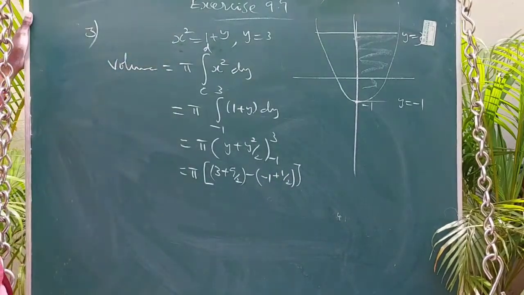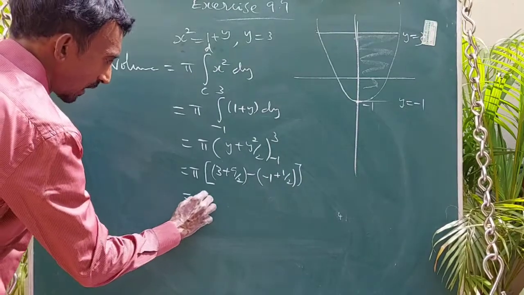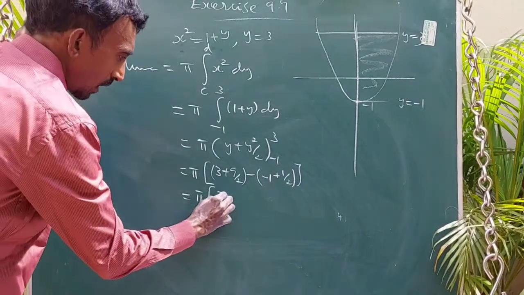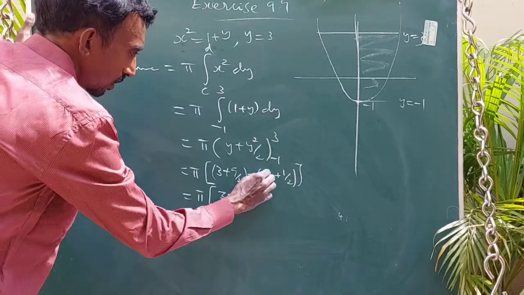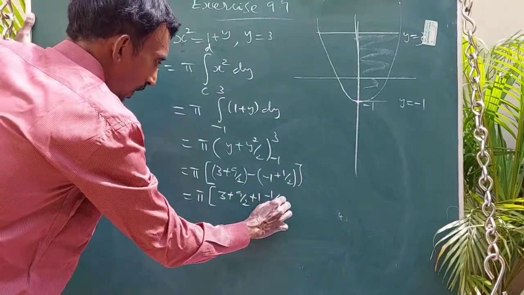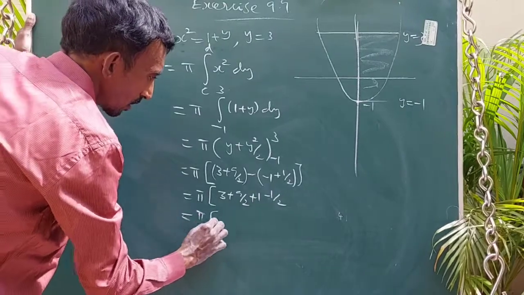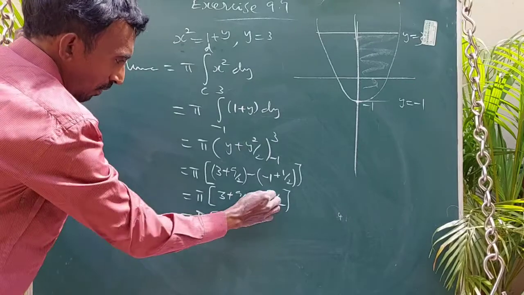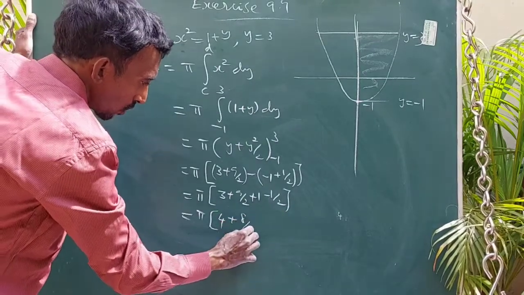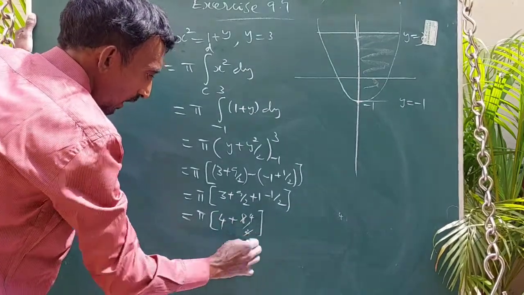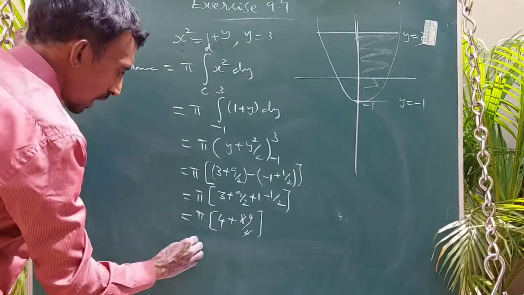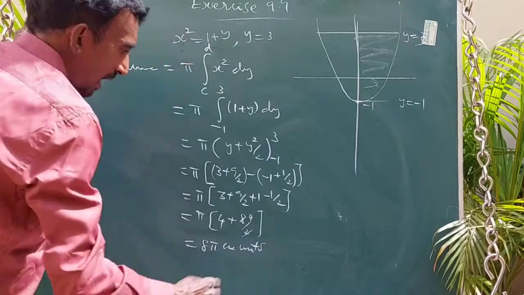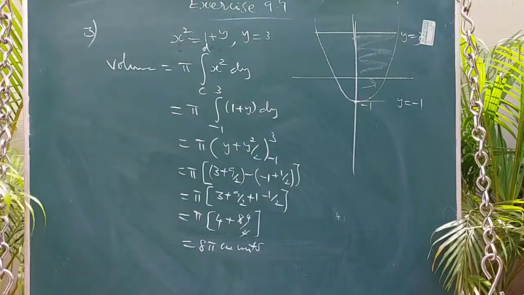So if we use it here, what are we getting? Pi into 3 plus 9 by 2 plus 1 minus 1 by 2. So 3 plus 1 is 4, 9 minus 1 is 8 by 2, again 4. So 4 plus 4 is 8 pi cubic units. So that is the answer for question number 3.